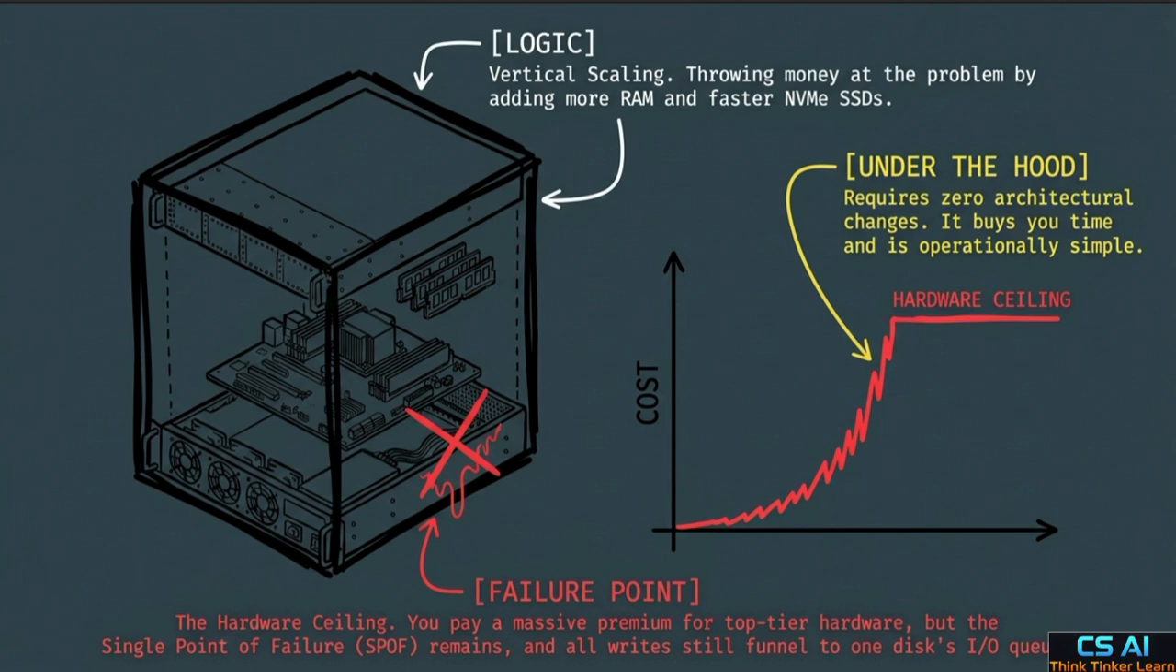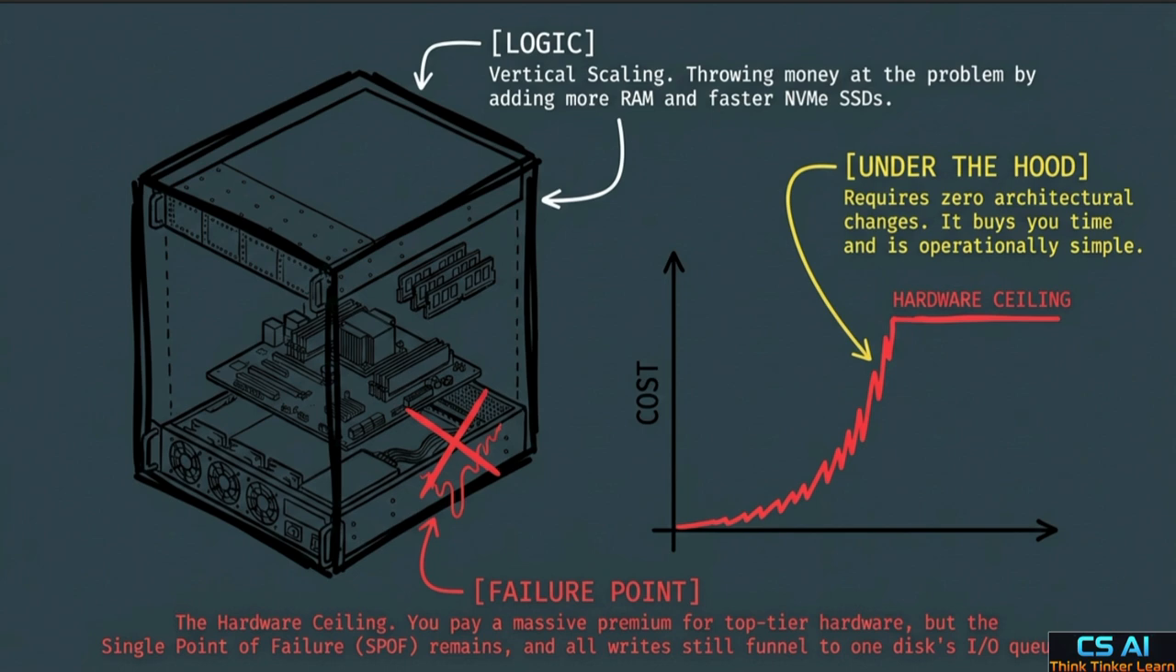Our first solution, from a logic perspective, is vertical scaling. What this means is throwing money at the problem by adding more RAM and faster NVMe SSDs. Under the hood, this strategy is appealing because it requires zero architectural changes. It buys you time and is operationally simple.